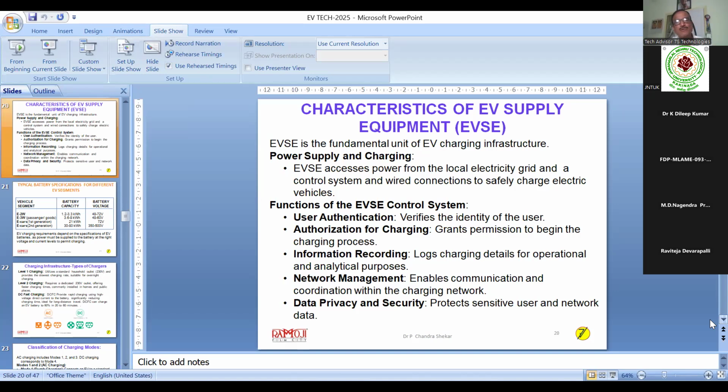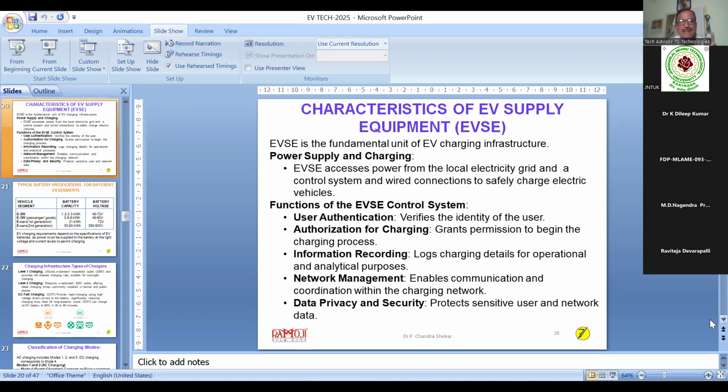Suppose I develop my own vehicle, I go to some charging station and try to charge, it will not allow. That's why it verifies the identity of the user, authorizing for charging and granting permission to begin the charging process. Information recorded: logs charging details for operation and analytic purposes. Mind you, this information is stored in your car as well as the charging station.